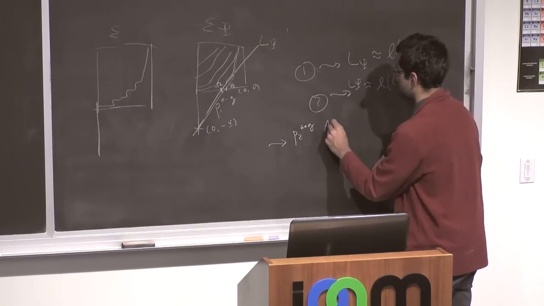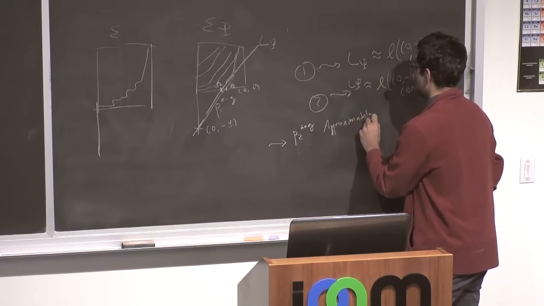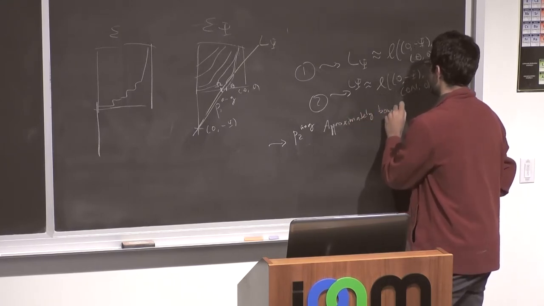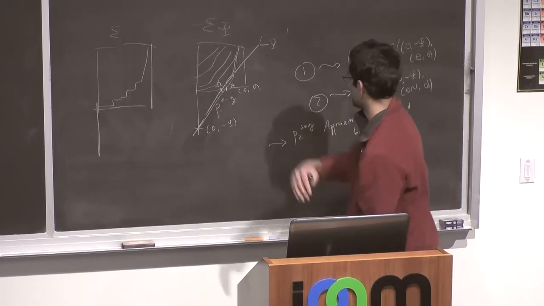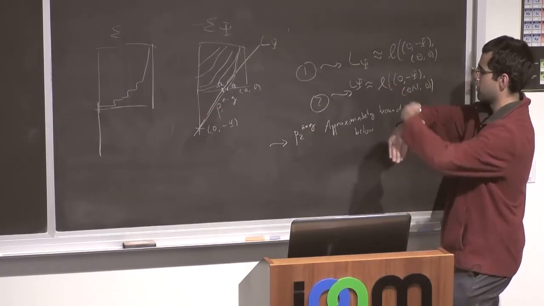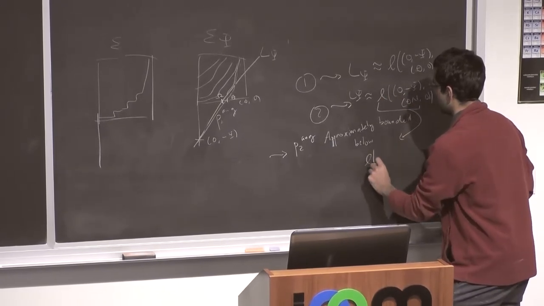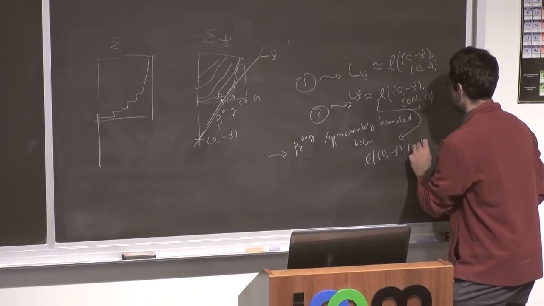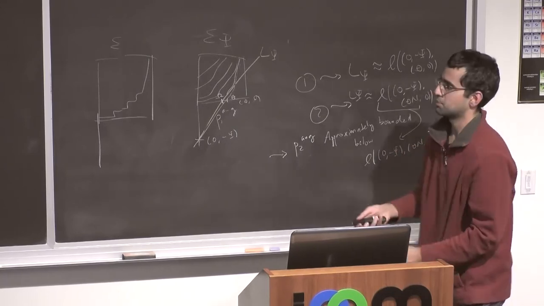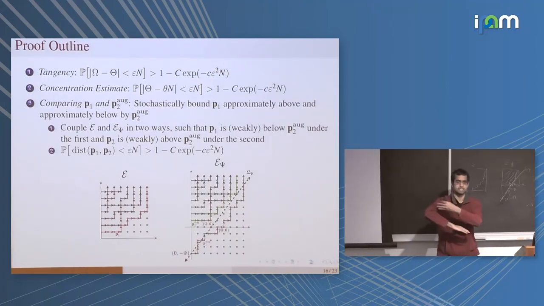If I shift by a small amount, it is approximately bounded below, by which I mean this P1 aug is above this line here, L of 0 minus psi to theta n 0. So what I know is that this P1 aug with very high probability lies above some deterministic line.